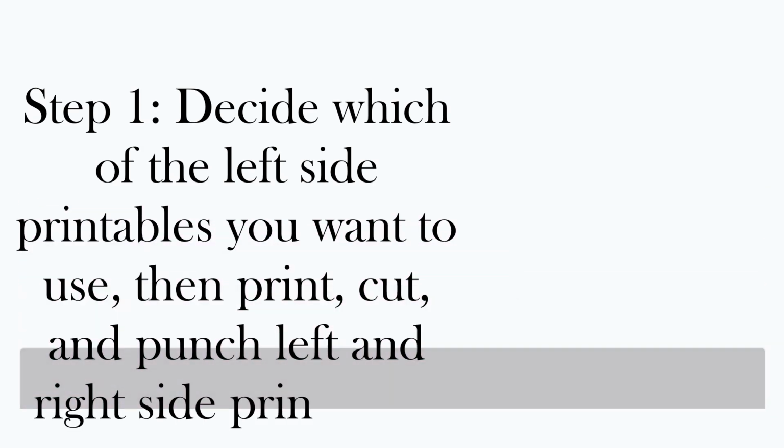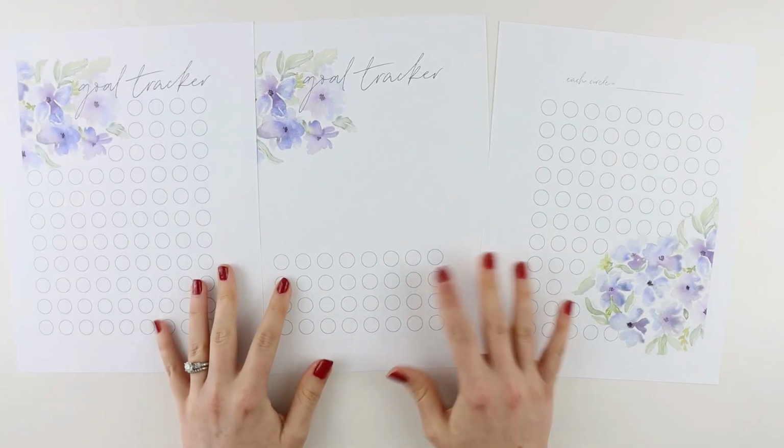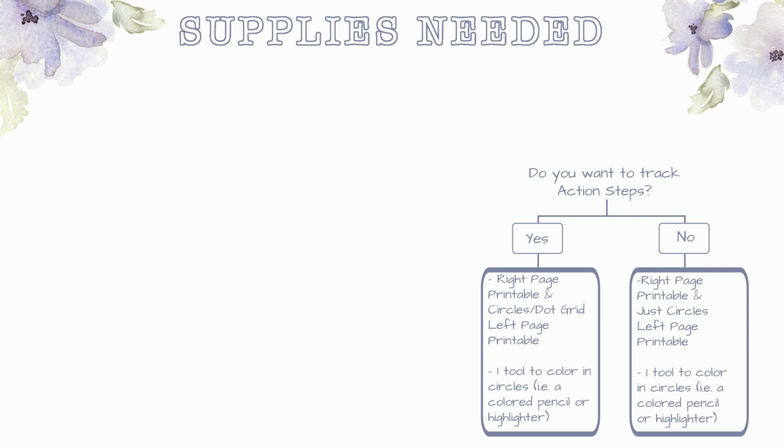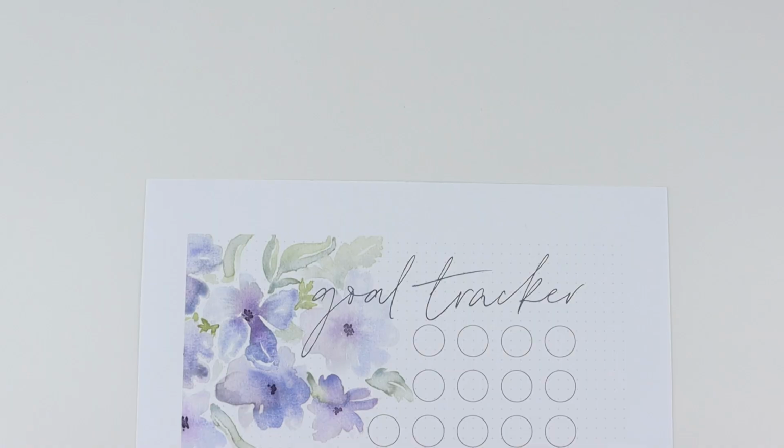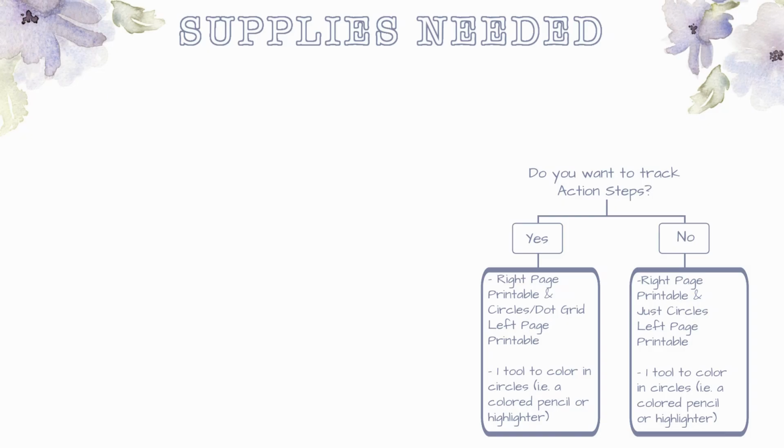The first question you'll need to ask yourself is, do I want to track my action steps? If the answer is no, you'll want to print out the Just Circles left-hand page. But if it's yes, and you do want to track action steps, I would recommend using the version of the Circles and Dot Grid left page.